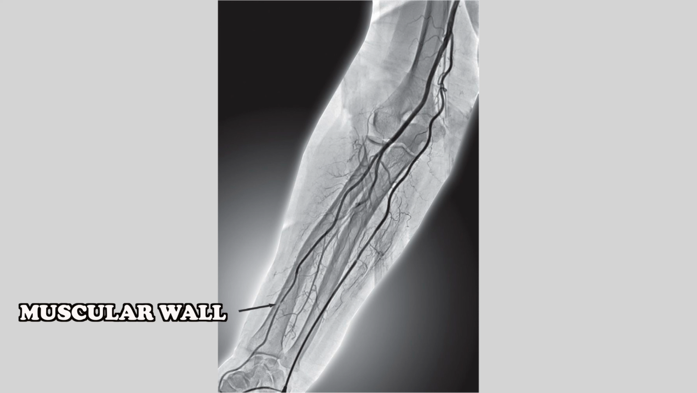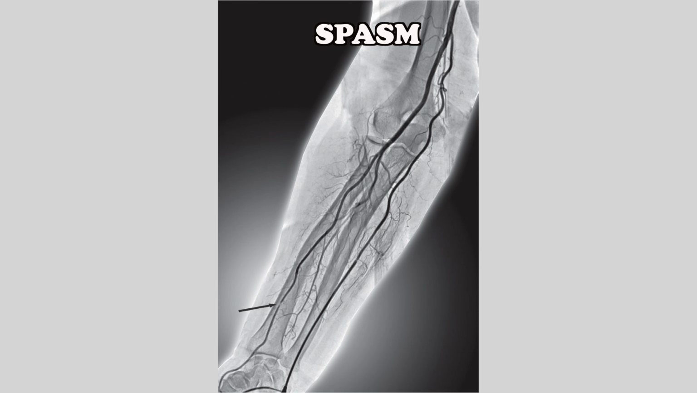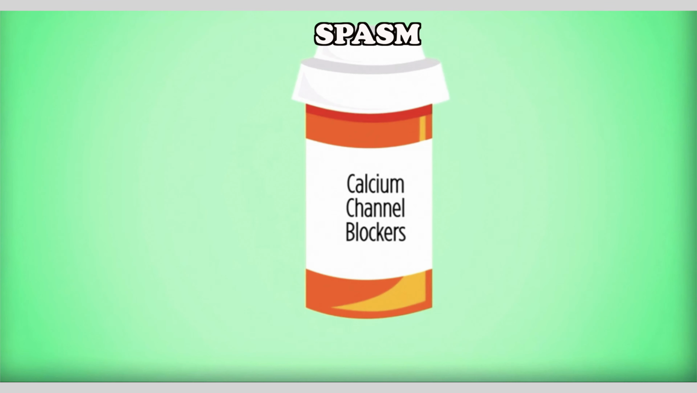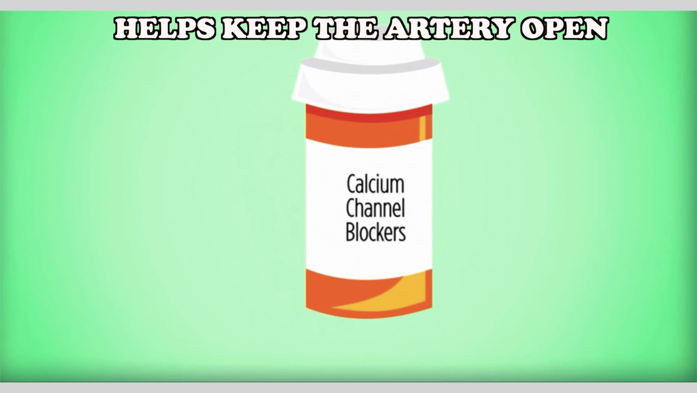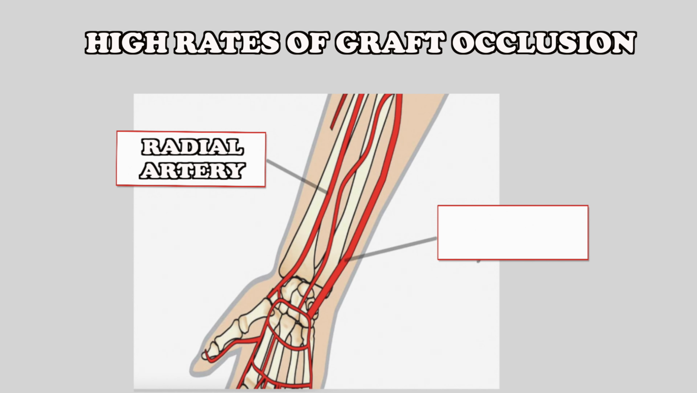The radial artery has a muscular wall. It has a tendency to go into spasm. You may need to take a calcium channel blocker medication for several months after surgery. This medication helps keep the artery open. It is because the radial artery has a high rate of graft occlusion.